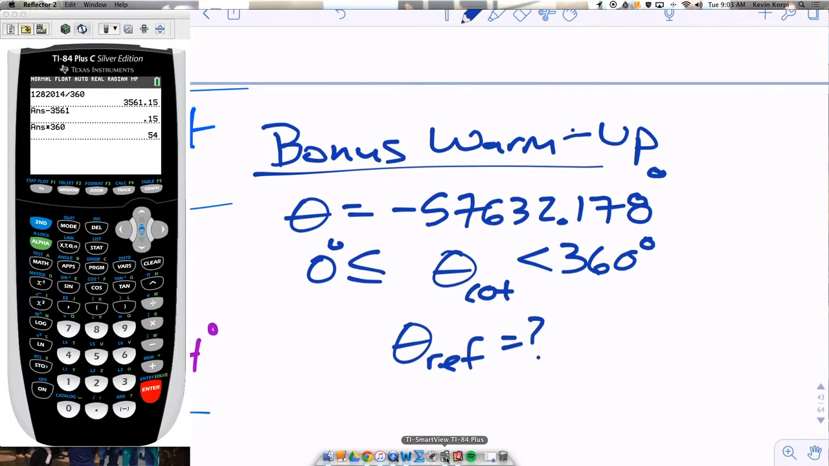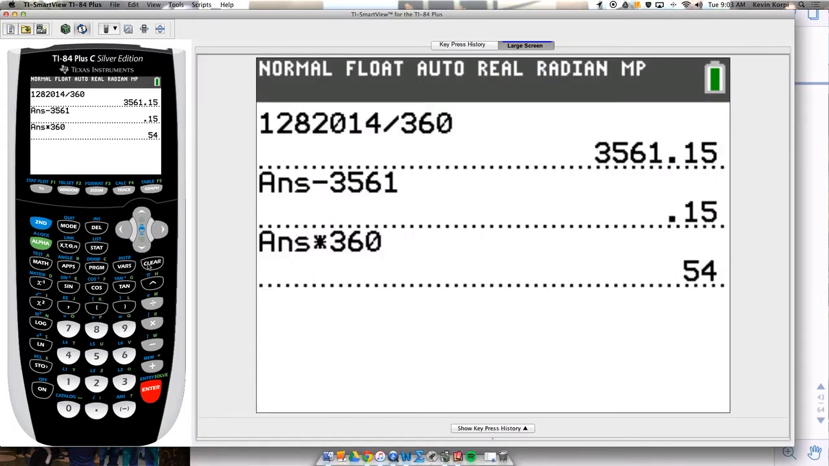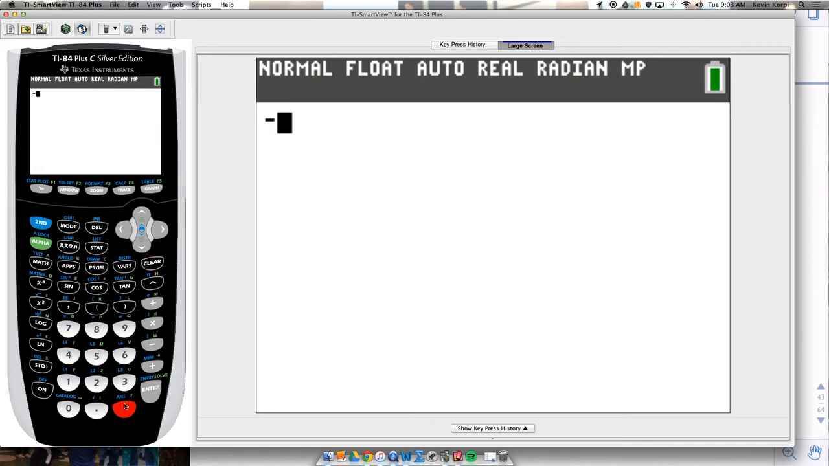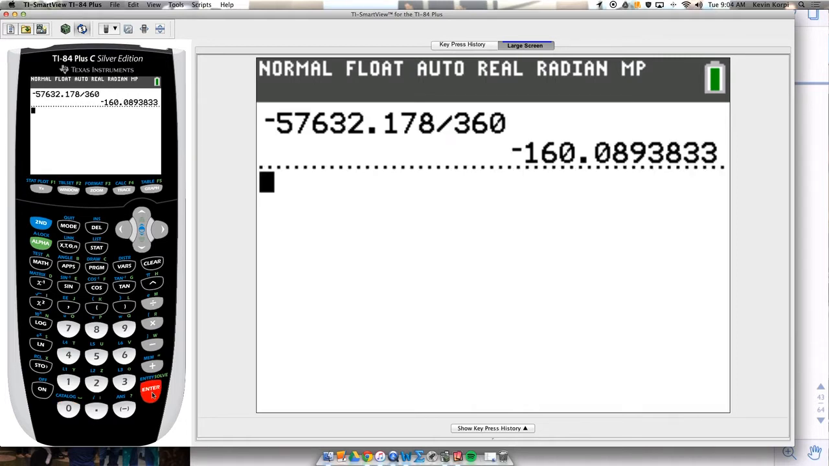All right, see how you did. Step one, get it into your calculator correctly, and if it's negative, go ahead and keep the negative there. That way you're not going to forget that it's negative. 57632.178. No special significance to that number that I know of. We're in degrees, so I'm going to divide by 360. And again, I'm writing this down on my paper, but I'm not doing it for this example. So it's negative 160. And notice that we got some decimals there.